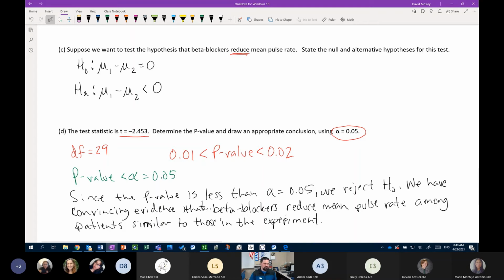We have convincing evidence that beta blockers reduce mean pulse rate among patients similar to those in the experiment. Once again, in my conclusion I can only perform inference about those similar to the ones who participated in the study, because we didn't randomly choose our subjects.